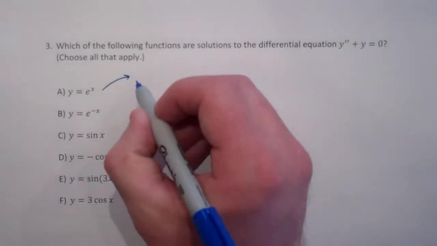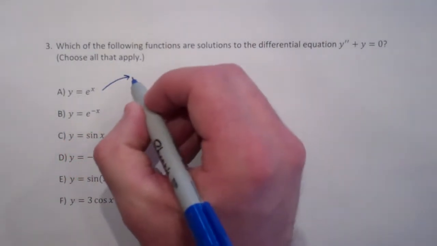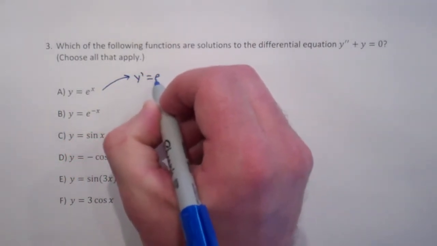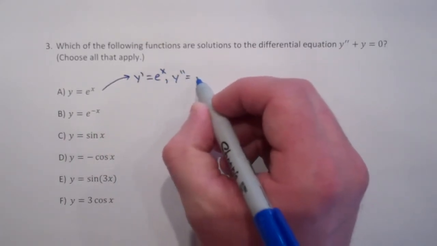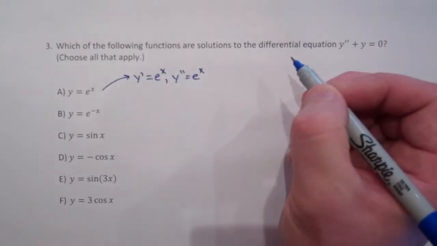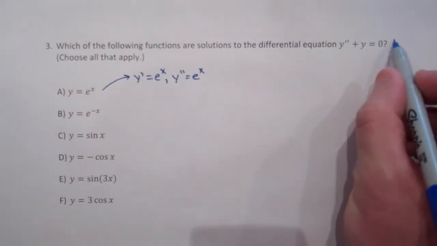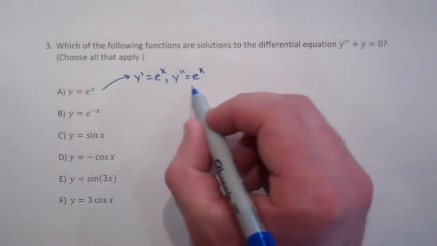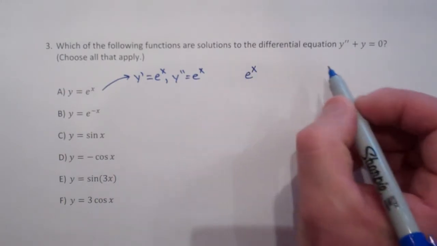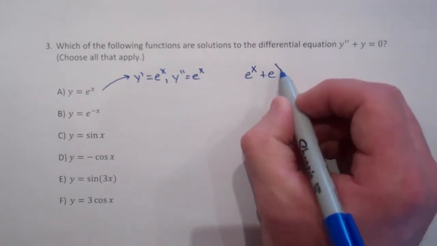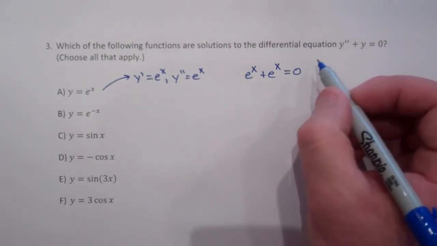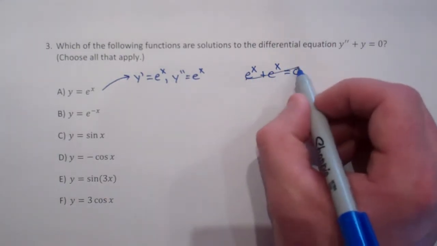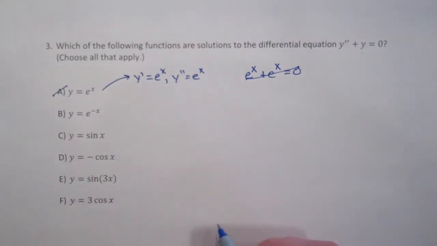So we'll show you the first one. Now if we look at this, y is equal to e to the x. Y prime is going to be e to the x, and y double prime is going to be also e to the x power. If we look at our differential equation, y double prime is e to the x plus y, which is e to the x, and that's supposed to be equal to 0. Well, that just isn't equal to 0, so this one can't be it.